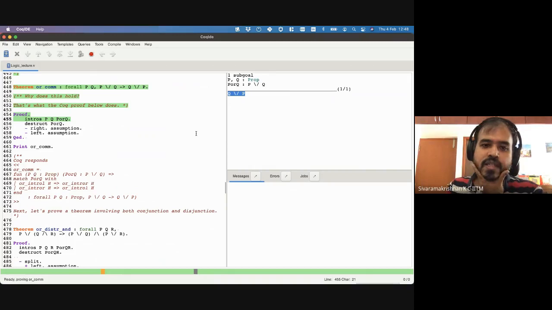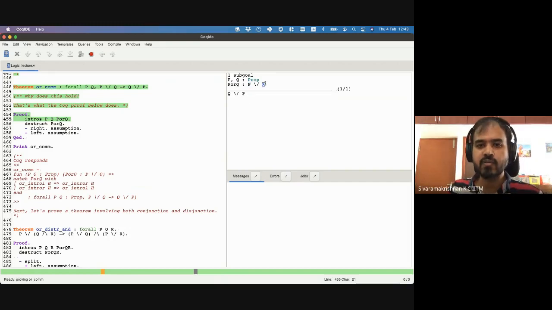So the thing is, this is a disjunction. It is possible that P holds or Q holds, and the fact is that now we need to show that this goal holds for two cases. The first case is one where P holds.